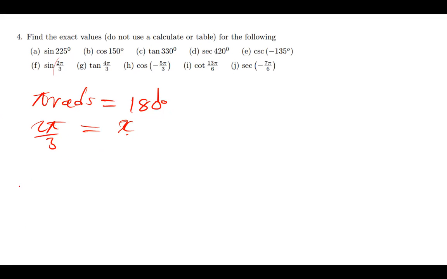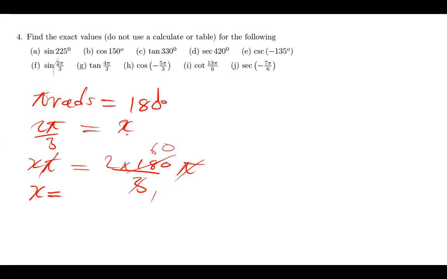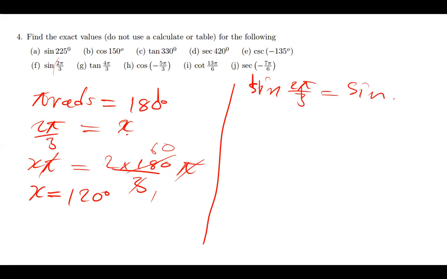So we cross multiply, we're going to have x pi is equal to 2 times 180 degrees over 3 pi. Of course the pi and that pi will cancel. We just remain with x is equal to, 3 into 18 is 6, and then you add that 0. So 2 times 60, we have 120 degrees. So in other words, sine 2 pi over 3 is just the same as sine 120 degrees.